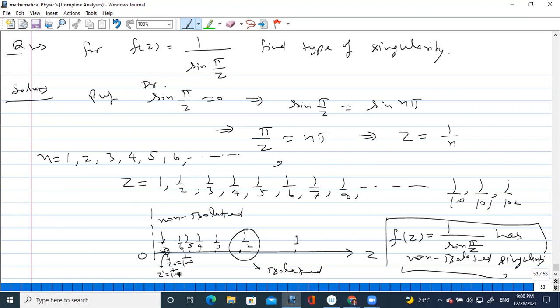So understood how to decide whether the singularity is isolated or non-isolated. This is the example of a non-isolated singularity.